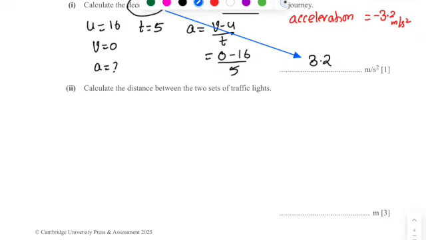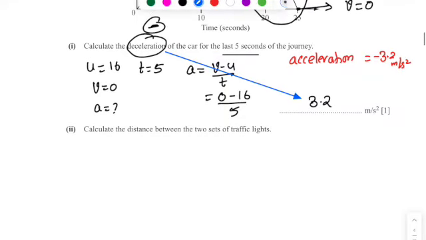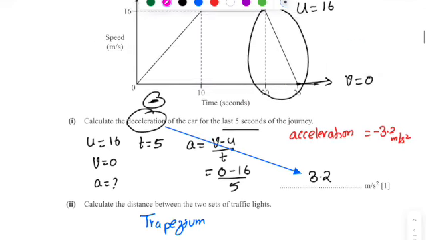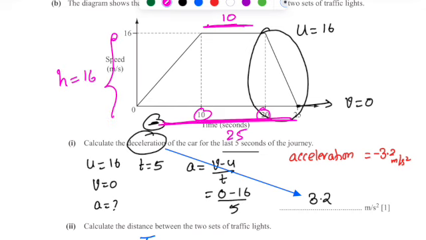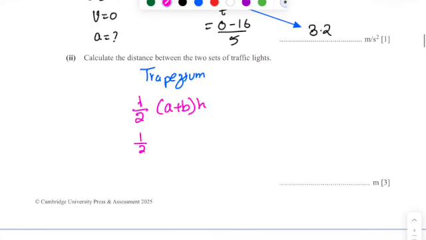Calculate the distance between the two sets of the traffic lights. So this is a trapezium. Area of the trapezium gives you the distance between this one. So 1 upon 2 times (a plus b) times height. So my a is going to be 25, b is going to be 10, because from 10 to 20 the distance is 10, and height is going to be 16. So I'm going to plug in those values.